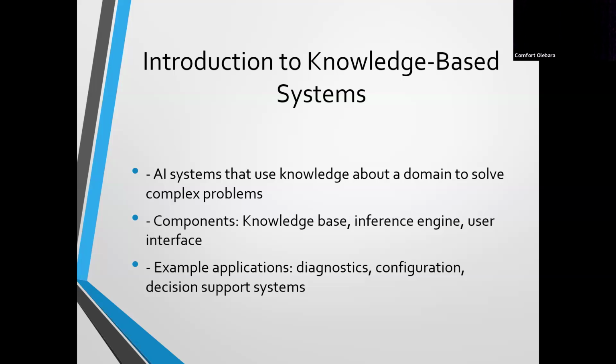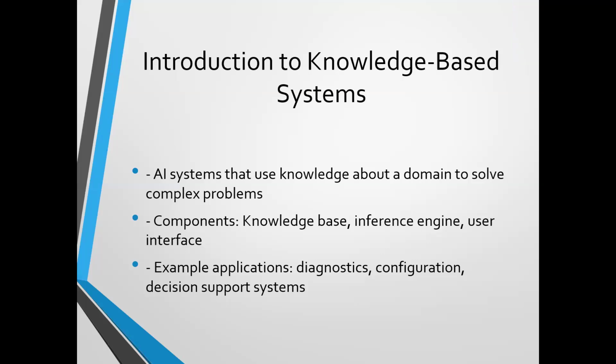Now, knowledge-based systems use different types of reasoning. It can be fuzzy reasoning, it can be inductive, deductive, abductive, analogical, and then common sense. These are the types of reasoning that can come in and be used in knowledge-based systems.